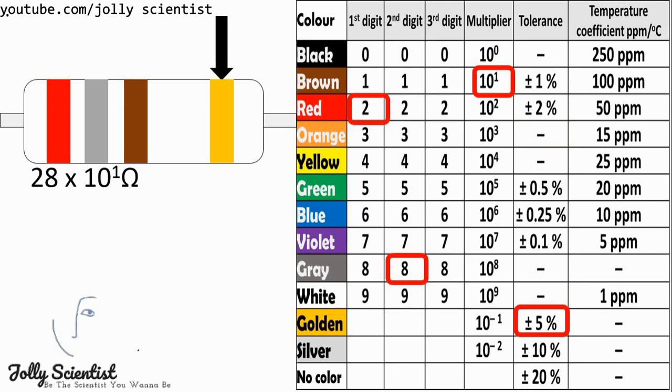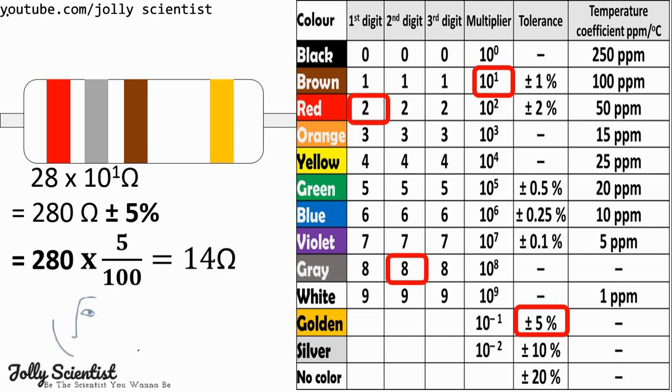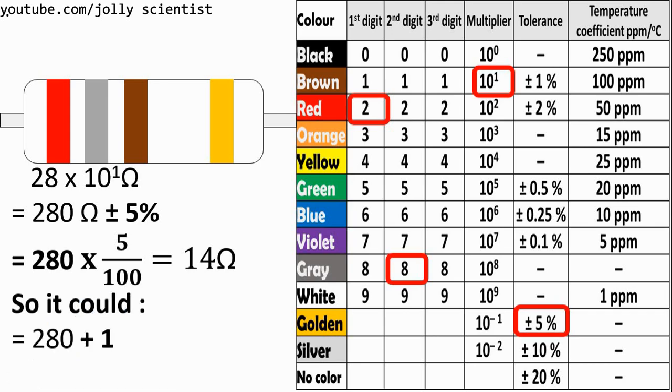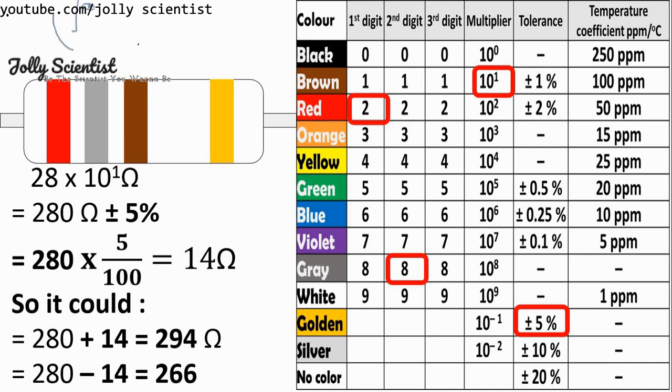28 times 10 to the power of 1 is 280. So 280 ohms plus or minus 5%. We say 280 multiplied by 5% gives us 14 ohms. So it means that the resistor could vary between 280 plus 14, that is 294 ohms, or 280 minus 14, which gives us 266 ohms. Now we'll try this together.